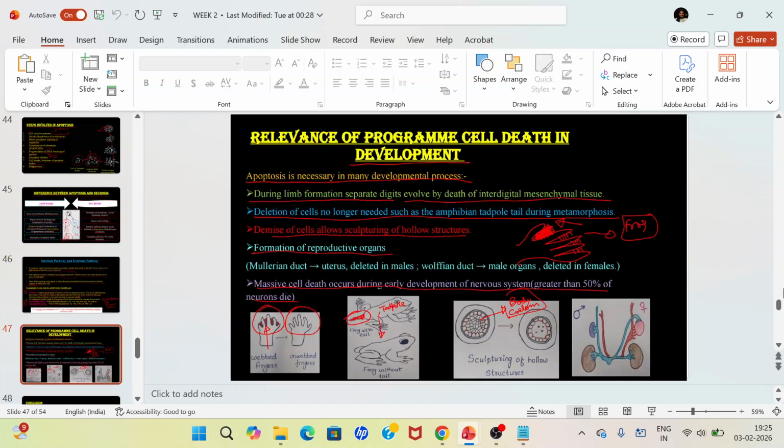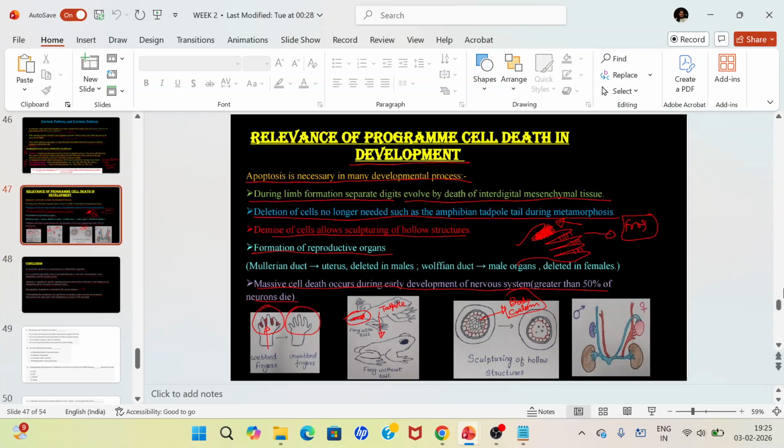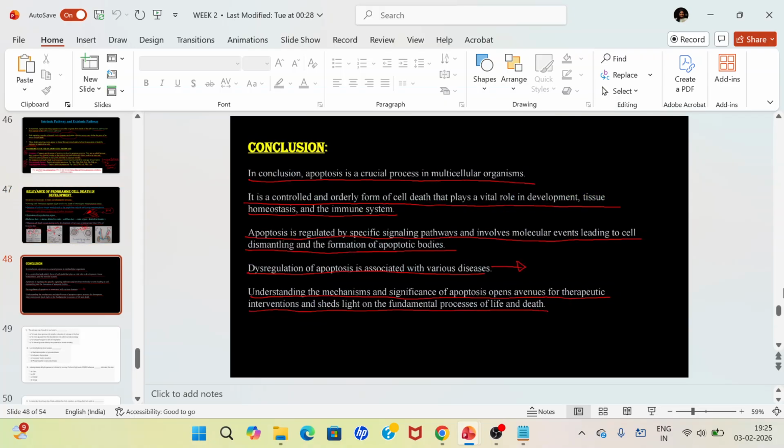So I am not going into the details of these pathways because I hope you have understood them perfectly from the lecture. Still, if you have any questions, we can take them up, but first we should solve the assignment questions. So before going into the assignments, the conclusion is that apoptosis is a crucial process in multicellular organisms.